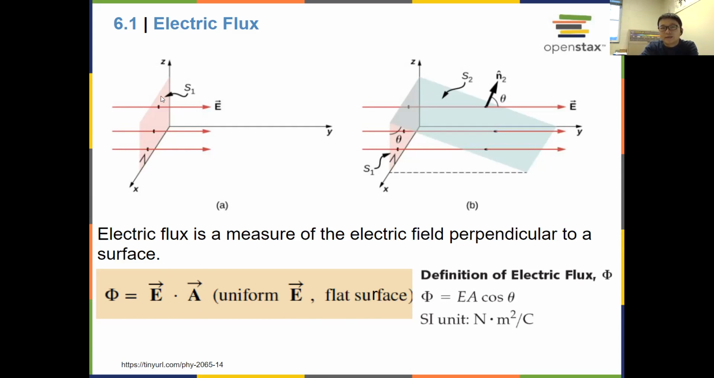So the general expression is EA cosine theta. If E and A are in the same direction, that means E is perpendicular to the surface, where the normal direction of the surface is perpendicular to the surface, and the magnitude will be just E times A. Now, if you have a surface like this one that makes an angle theta with the E field, where theta is the angle between E and the normal direction of the surface, then it is EA cosine of theta. The SI unit for electric flux is newtons times meters squared over coulomb. Newtons over coulomb is the unit for the electric field, and area is in meters squared.